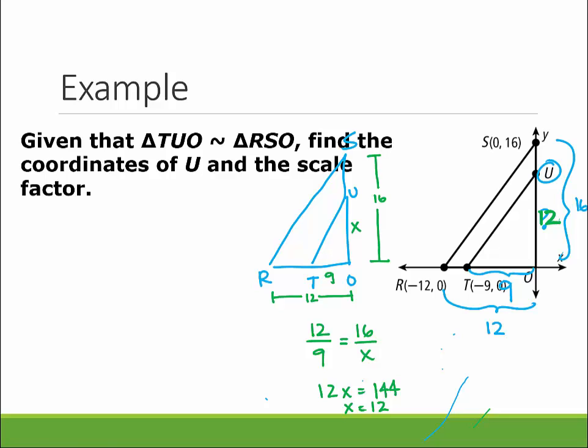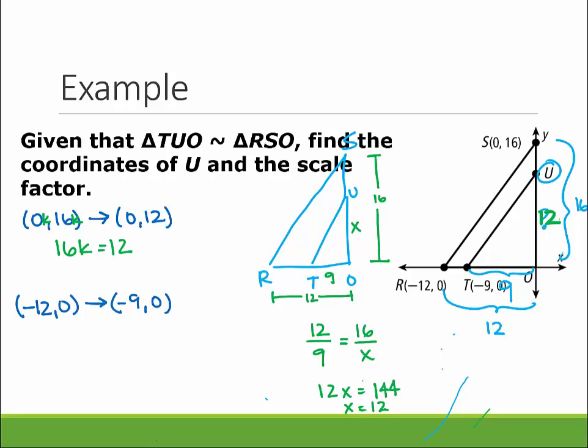And then the next thing it wanted us to find was the scale factor. So what we're asking ourselves is, what could I do to the point 0, 16 to get the point 0, 12? And then we can double check that because we want to do the same thing to the point -12, 0 and end up with -9, 0. So what we're going to do is figure out what we need to multiply by. So 0 times k and 16 times k have got to give us this. So the 0 part's not going to help at all. But I know 16 times some number has got to give us 12.